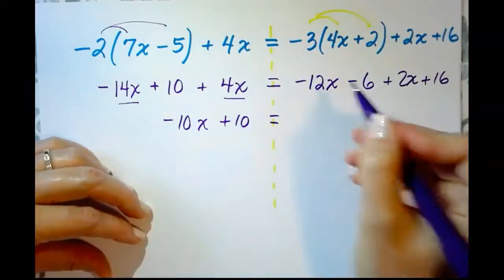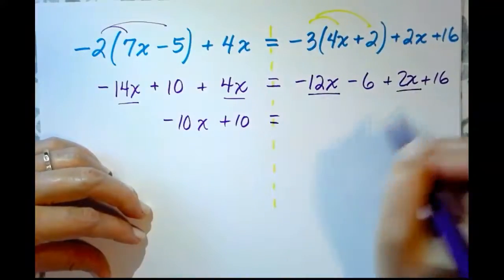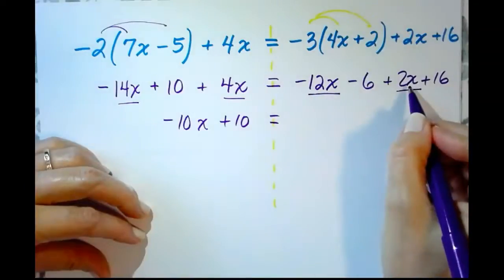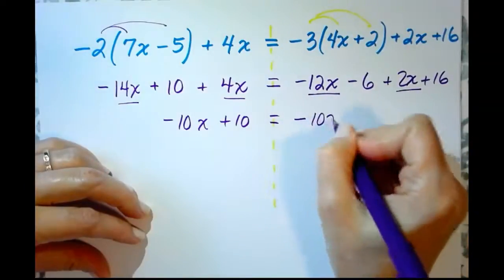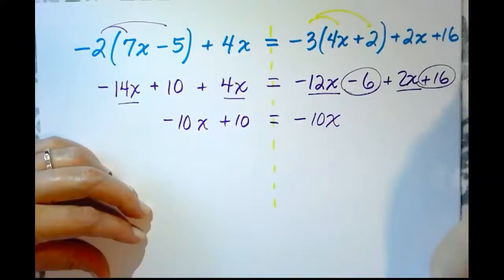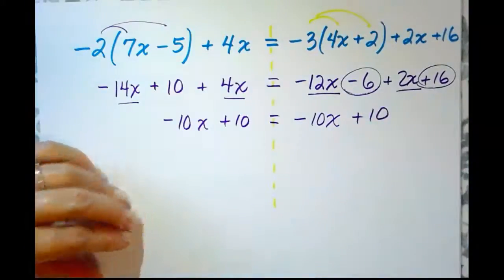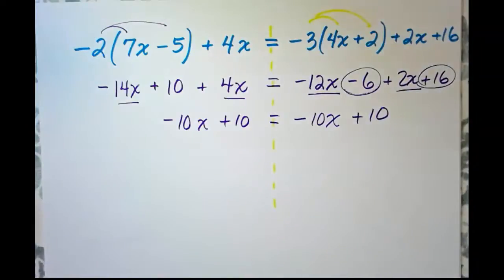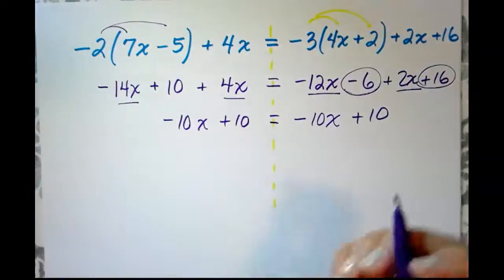Again, combine the like terms. There's an x, there's an x. A negative 12x plus 2x is negative 10x. And a negative 6 and a positive 16 are plus 10. Now, we could keep going. We could keep going on this problem, and we would end up with 0x equals 0.